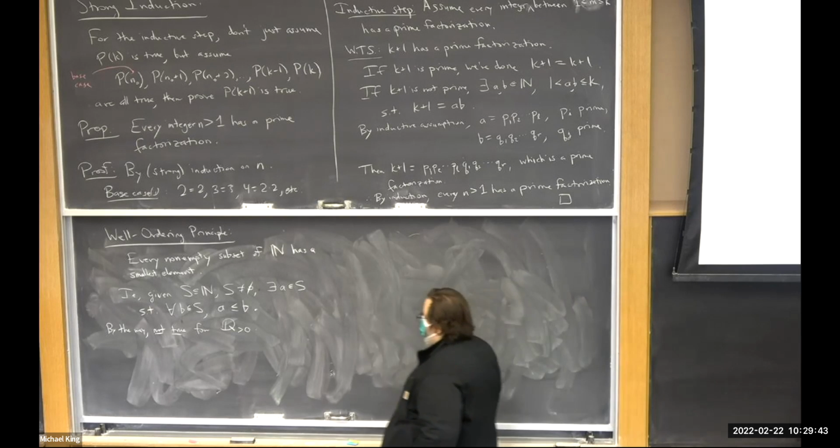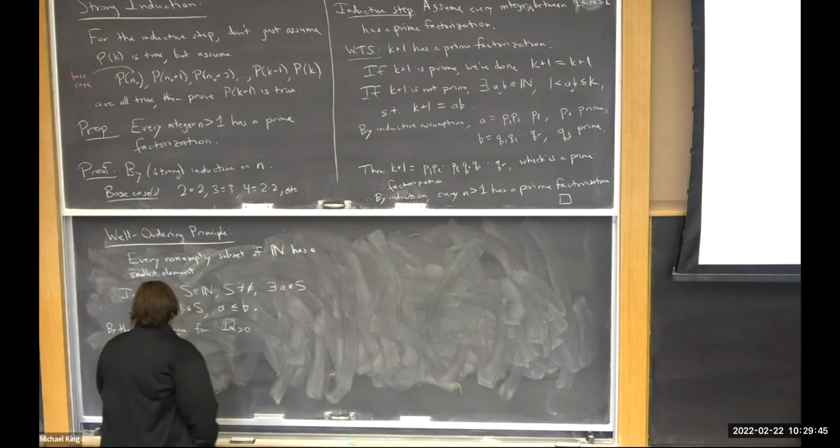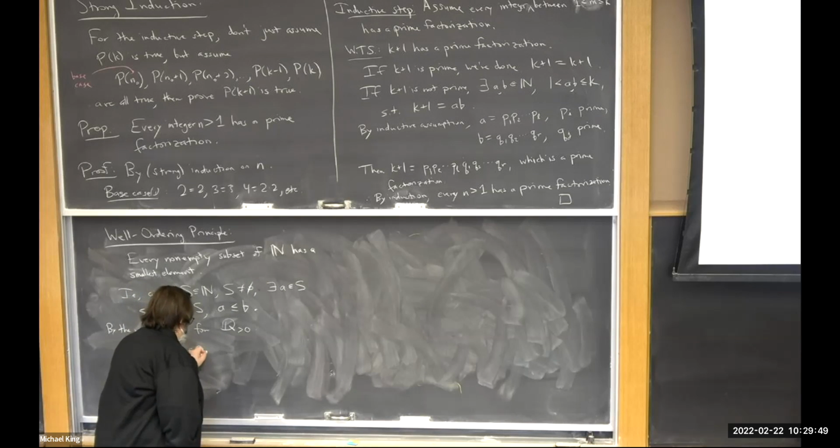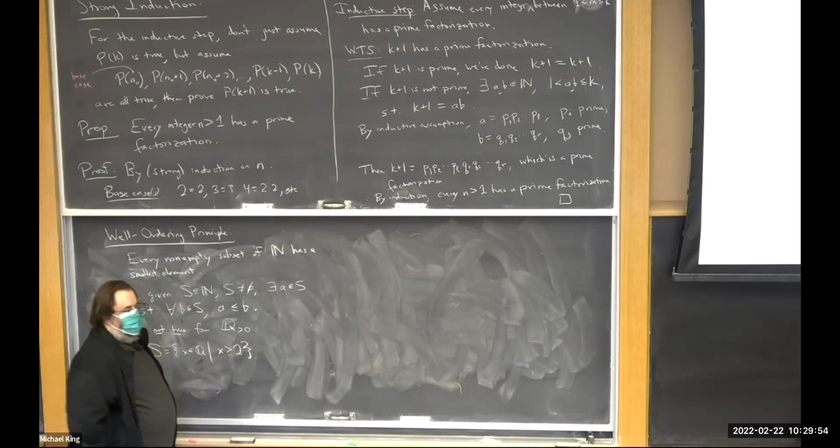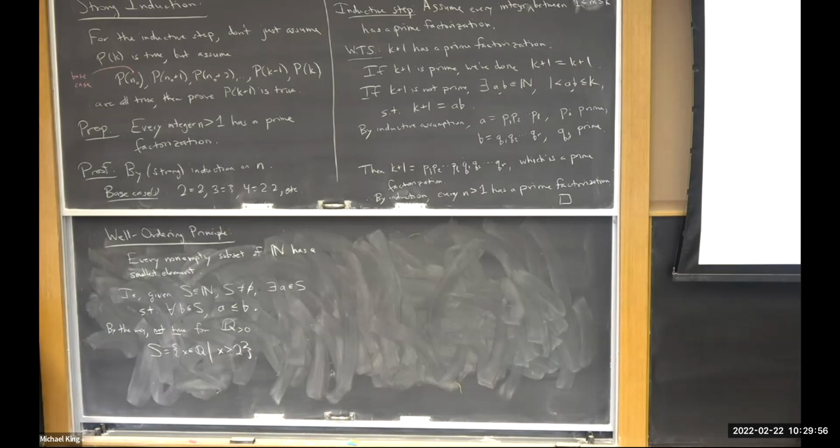Like, say S is all X in Q such that X is greater than 2. Does it have a smallest element? Is there a smallest fraction bigger than 2? No, it's not 2.000001. That's not the smallest one, right? Okay.